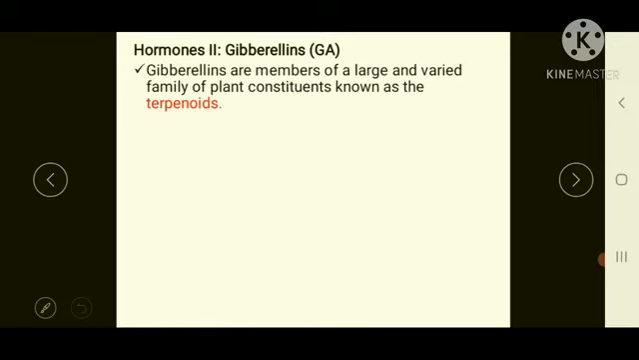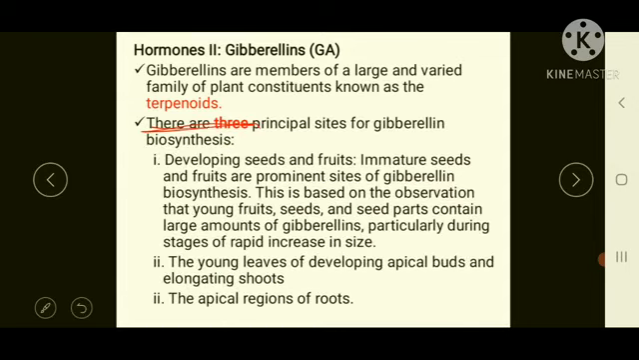Gibberellins are a member of a large and varied family of plant constituents known as terpenoids. There are three principal sites for gibberellin biosynthesis. The first one is developing seeds and the fruit. The second is the young leaf of the developing apical bud and elongating shoots, and the third one is the apical region of the shoot and the roots.